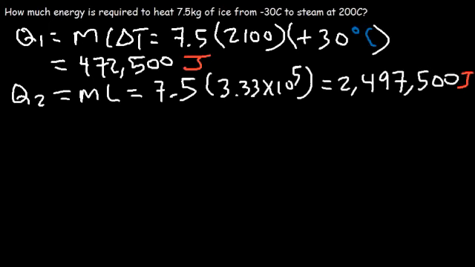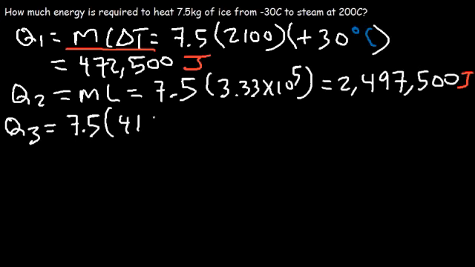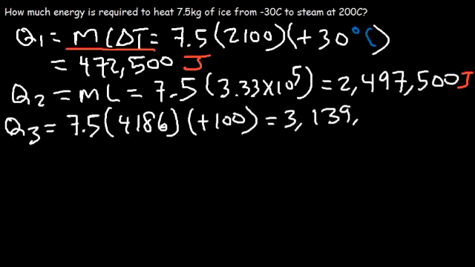Now let's move on to Q3. Q3 is a temperature change problem again. We're heating liquid water from 0 to 100. So it's Q equals mcΔT. So we have the mass, the specific heat capacity of water, which is 4186, times an increase in temperature of 100. So this is equal to 3,139,500 joules.